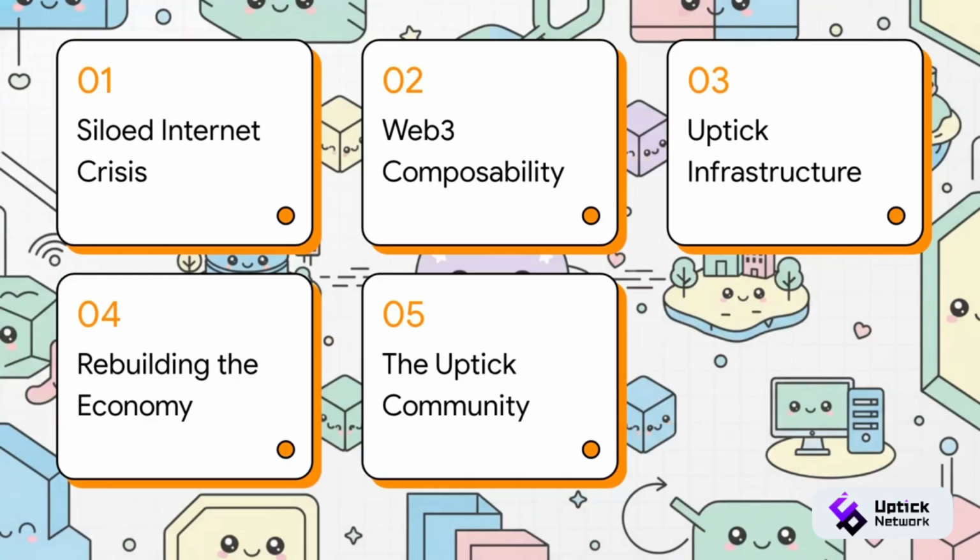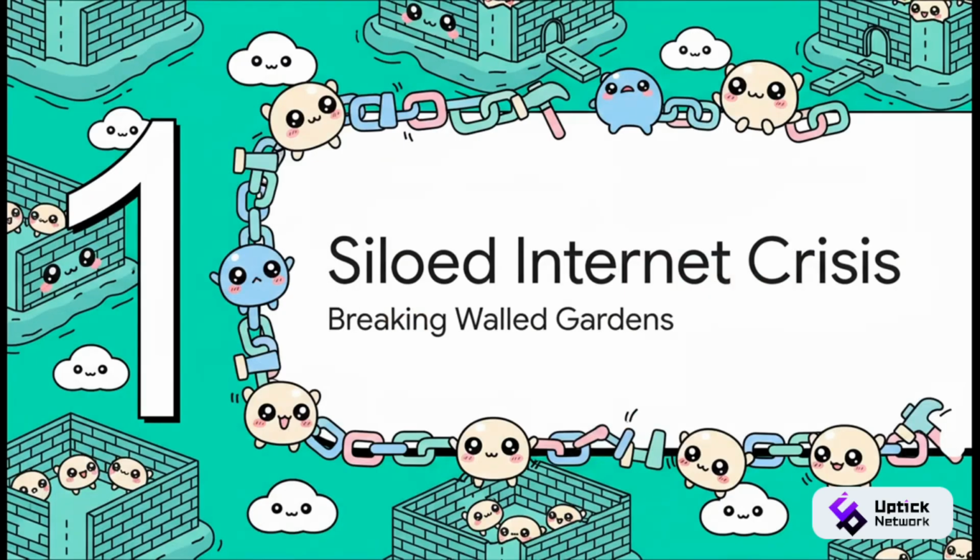So here is our roadmap for today. 1. The siloed internet crisis. 2. Defining Web3 composability. 3. Uptick's core infrastructure role. 4. Rebuilding the digital economy. And 5. Joining the Uptick community. All right, Section 1.